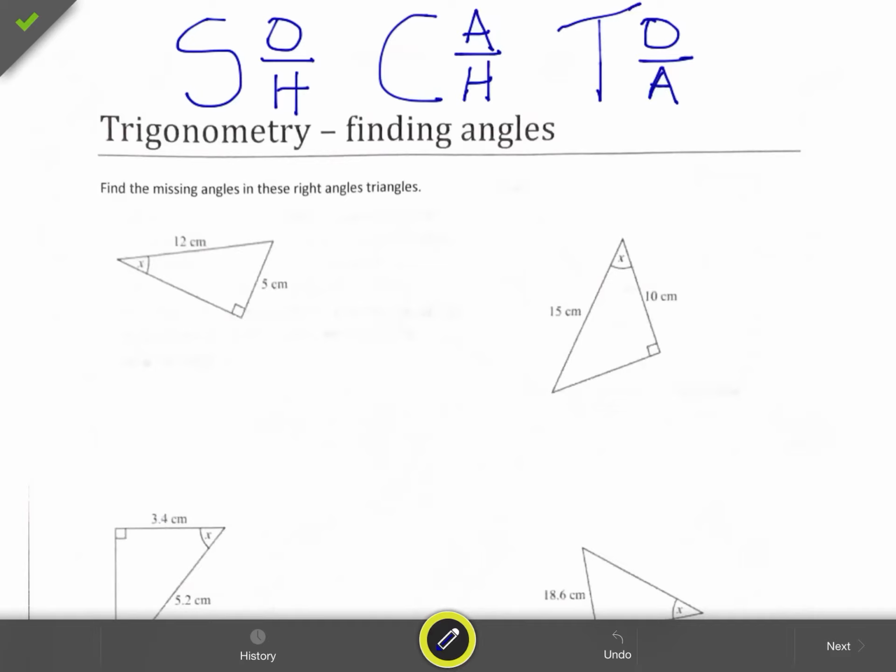And real quick, let's just review. S is for sine. Sine is opposite over hypotenuse. C is for cosine, which is adjacent over hypotenuse. And T is for tangent, which is opposite over adjacent.